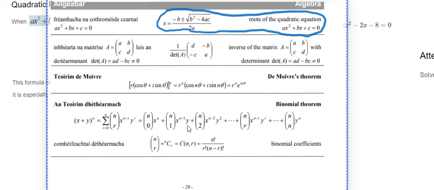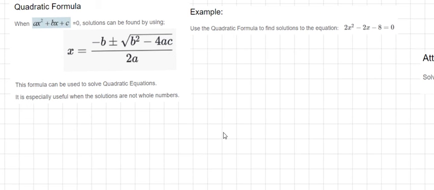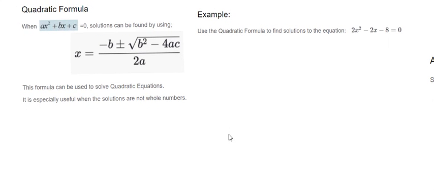So we're just going to have a look at it in more detail then. When ax squared plus bx plus c equals 0, solutions can be found using x equals, and again the formula, minus b plus or minus the square root of b squared minus 4ac all over 2a. This formula can be used to solve quadratic equations. It is especially useful when the solutions are not whole numbers. So it looks like definitely one of the more awkward looking formulas in maths, but it's not too bad as long as we are careful and we put in the information properly.